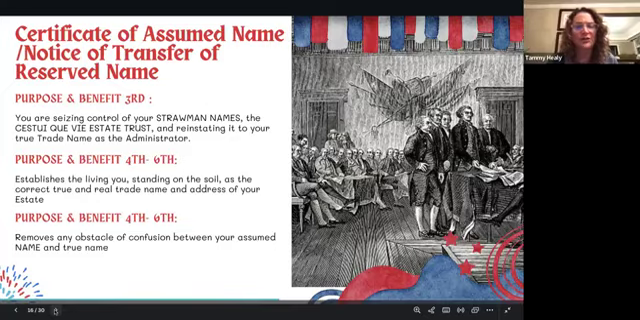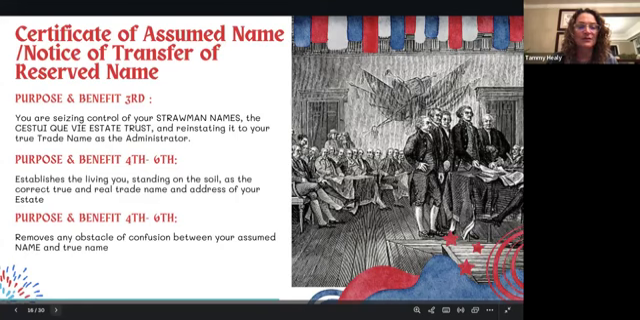All right, going on to the third paragraph in the certificate of assumed names, the purpose and benefit are you are seizing control of your straw man names, the Sustakee v. Estate Trust, and reinstating it to your true trade name as the administrator. The purpose and benefit of the 4th through 6th paragraph of this document is it establishes the living you standing on the soil as the correct, true, and real trade name and address of your estate.